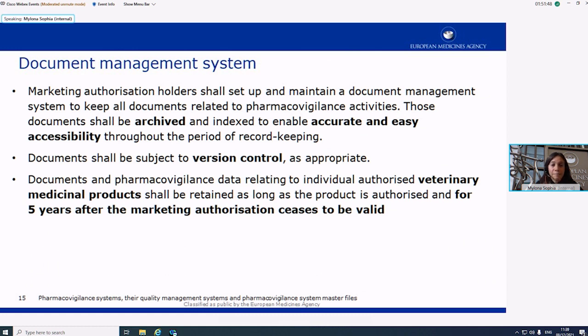As I said, the document management system is very important. You have to have a way to archive documents. They have to be easily accessible. It is recommended to have a version control, of course as appropriate and as needed depending on the type of document. I also note there is a requirement for documents and data that relate to individual veterinary medicinal products. You have to keep the records as long as the product is authorized and for 5 years after the marketing authorization ceases to be valid. And you will see that in the document management system, we include the record management system, which relates to the adverse events management and handling. If you go to the next slide.